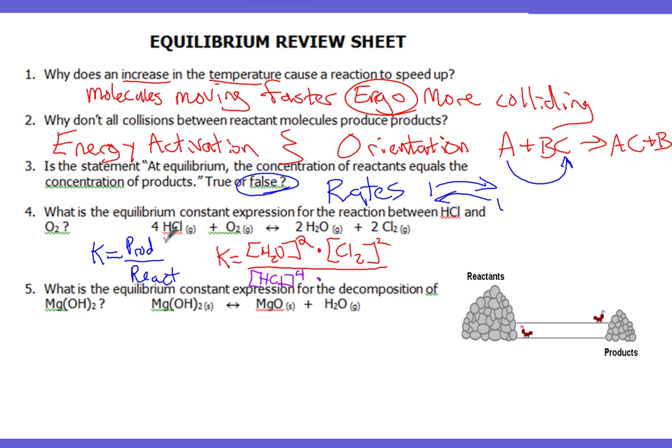And then that's the fourth, so HCl is to the fourth. And then O2, its coefficient is a 1, so if you want to put a 1 down, you can, but it doesn't have any impact, does it?